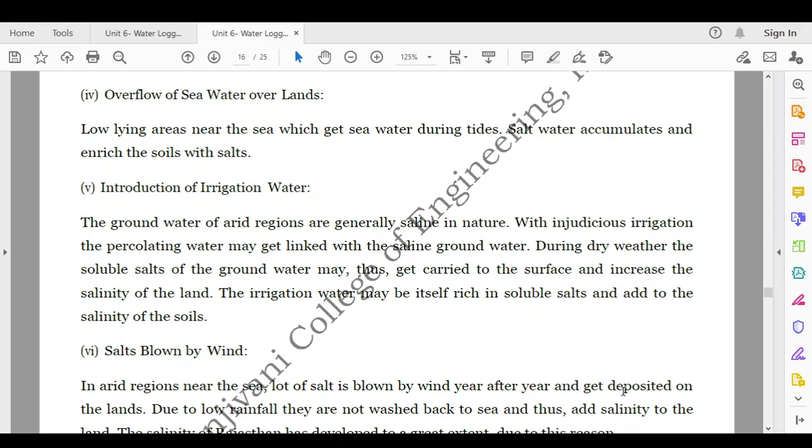During dry weather, the soluble salts of the groundwater may thus get carried to the surface and increase the salinity of the land. The irrigation water may itself be rich in soluble salts and add to the salinity of these kinds of soils.